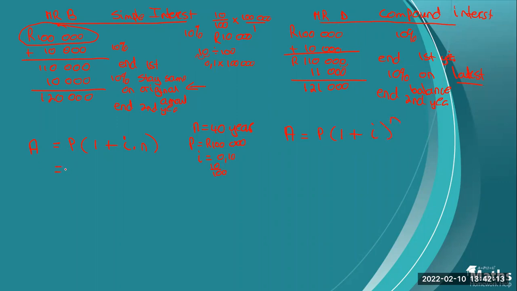So for this one, it's going to be 100,000. The interest, you can either write it as 10 over 100 or try and get used to it by working with 0.10. And we're going to multiply the interest by N. We're going to multiply by 40.